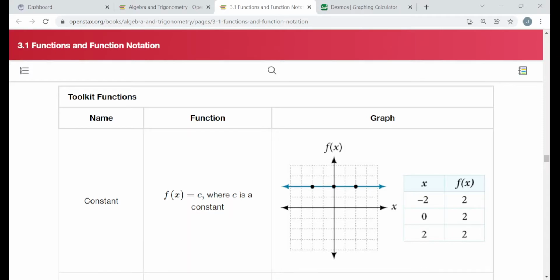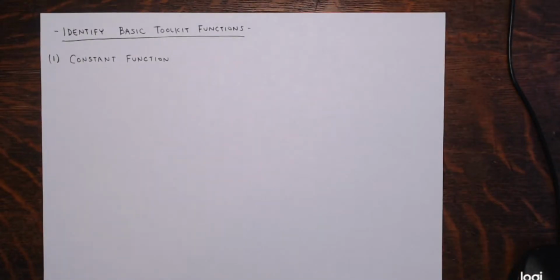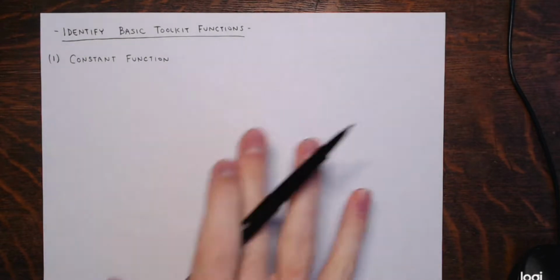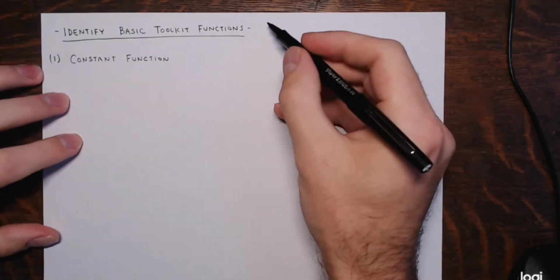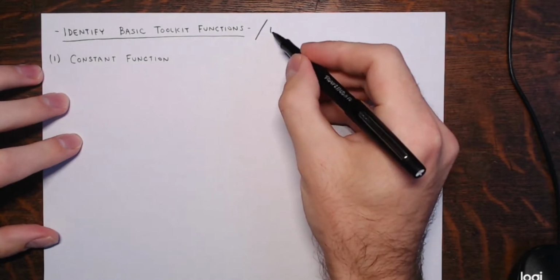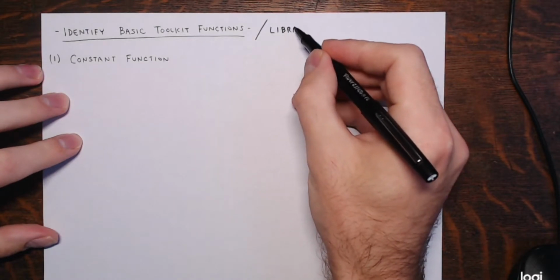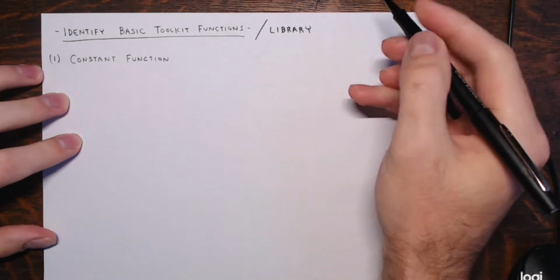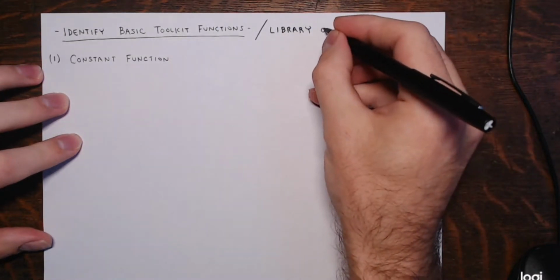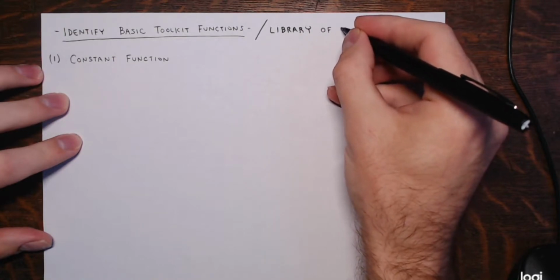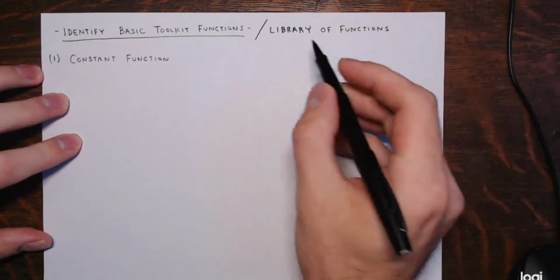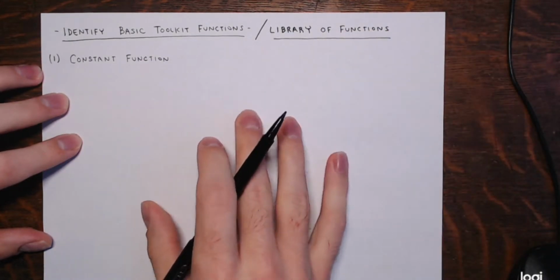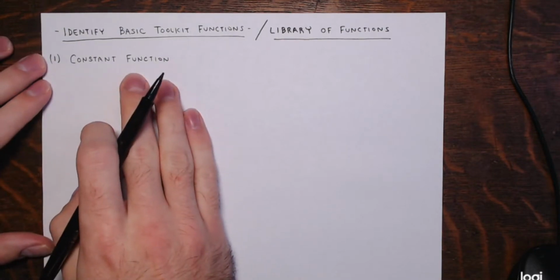So let's start. You can just go through that table. I'm going to make each function separately on a separate piece of paper. Again, basic toolkit functions, sometimes referred to as a library of functions. You're adding to the library in your mind, a collection. The first one I want to talk about is the constant function.